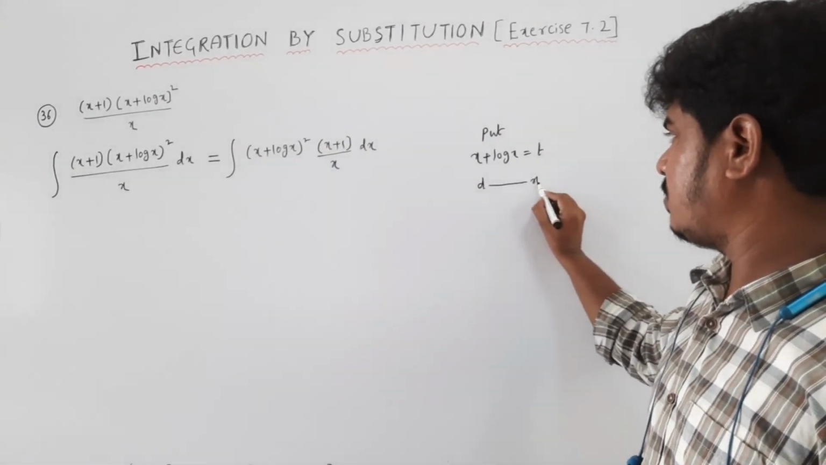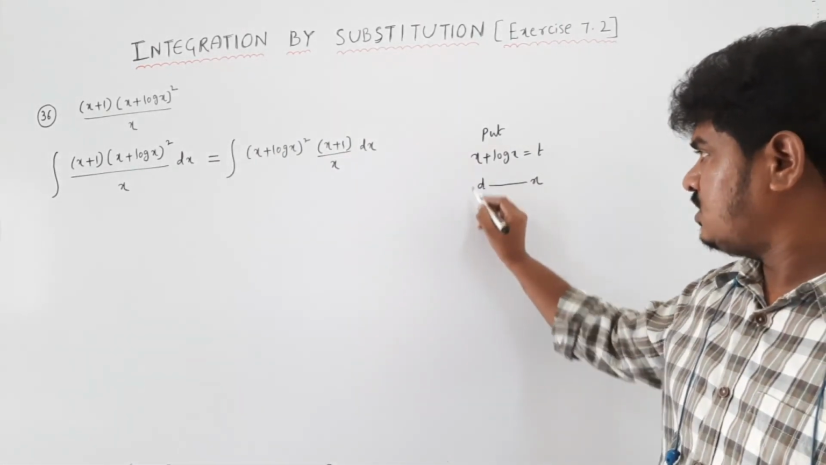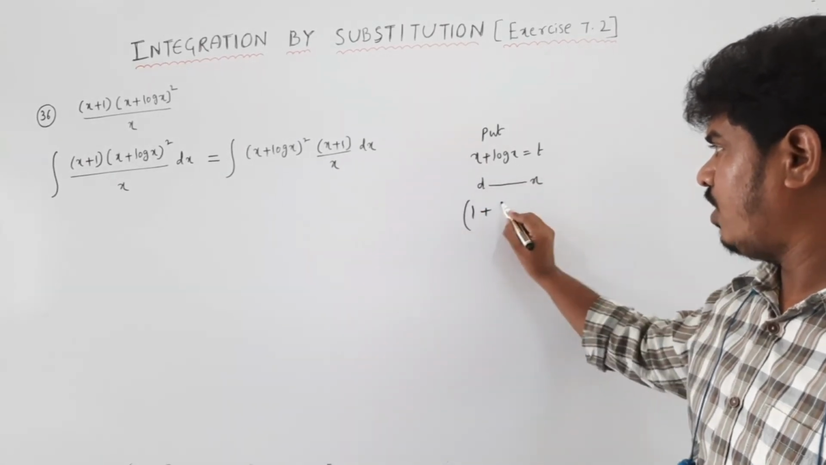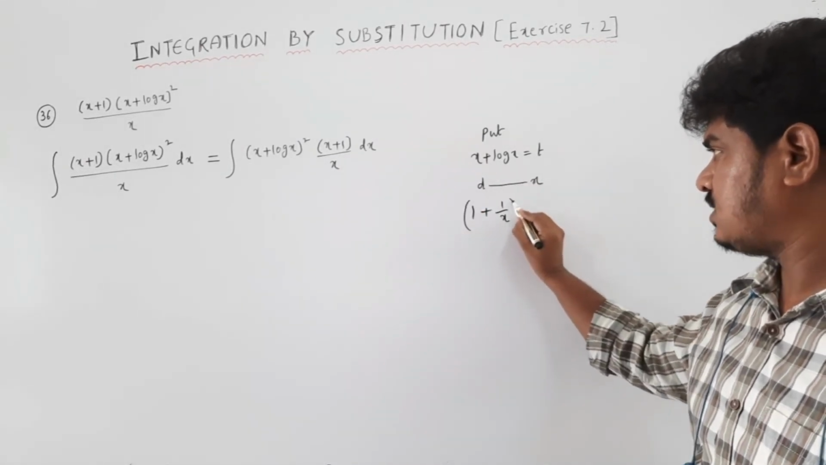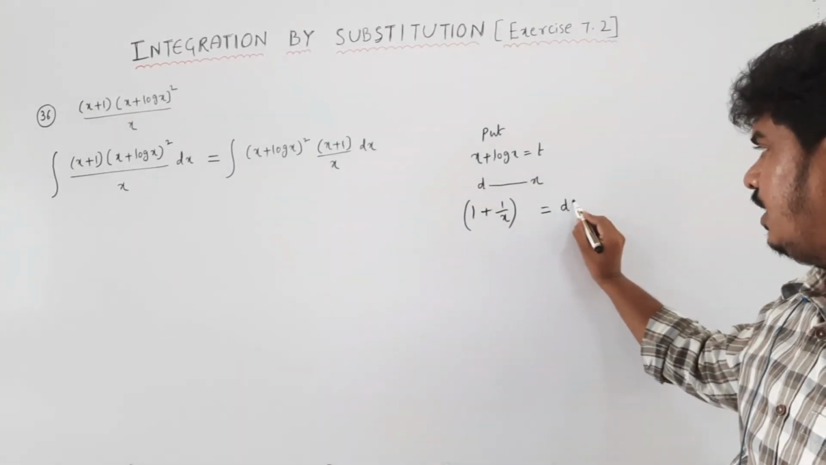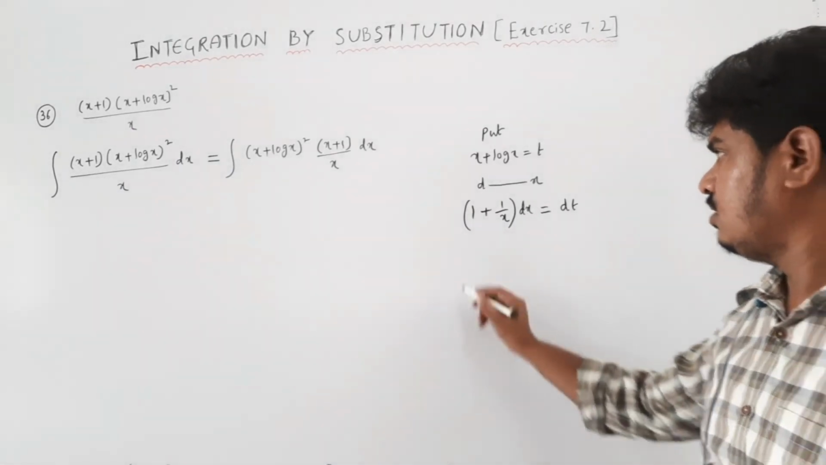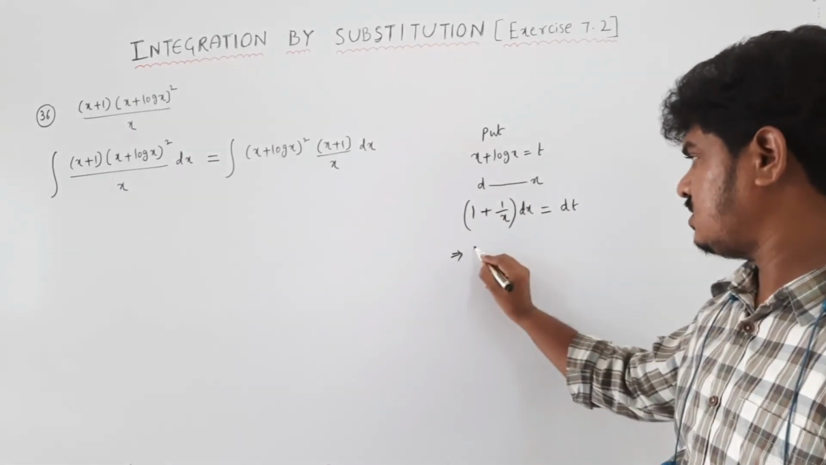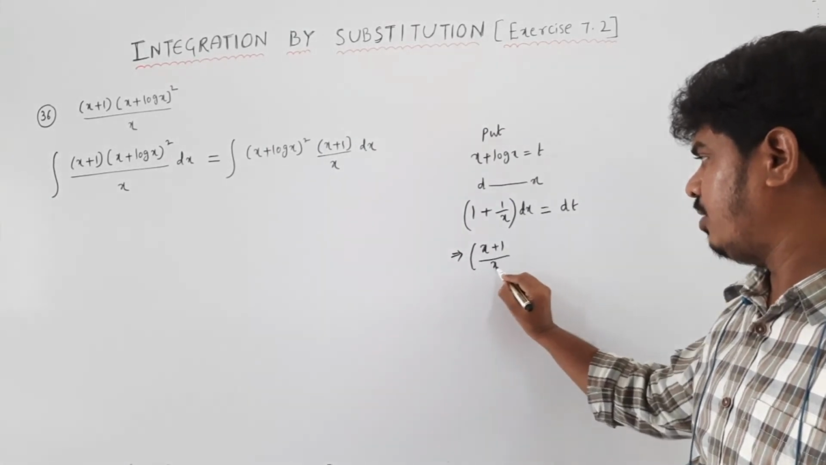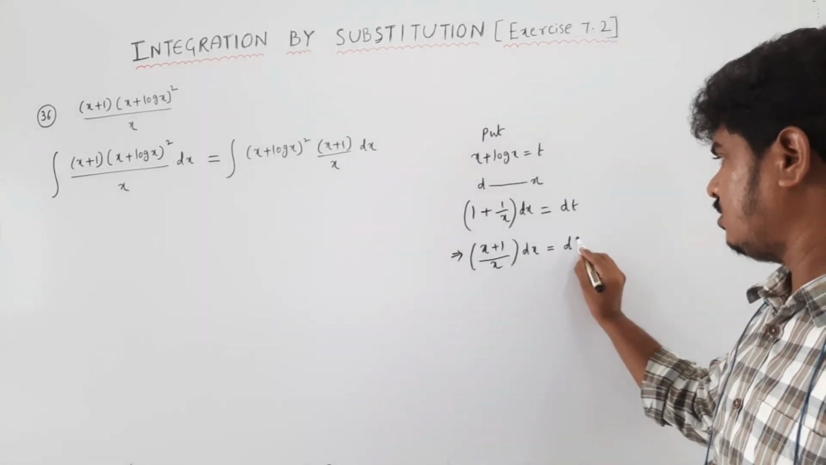Differentiate both sides with respect to x. The derivative of x is 1 plus the derivative of log x is 1 by x, equal to the derivative of t, which is dt by dx. Here I do the left side. Just take the LCM x, so what will we get? x plus 1 divided by x dx is equal to what? dt.